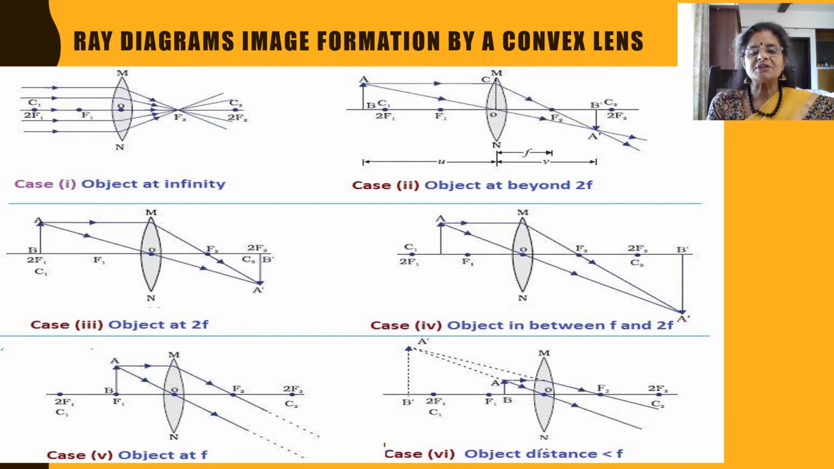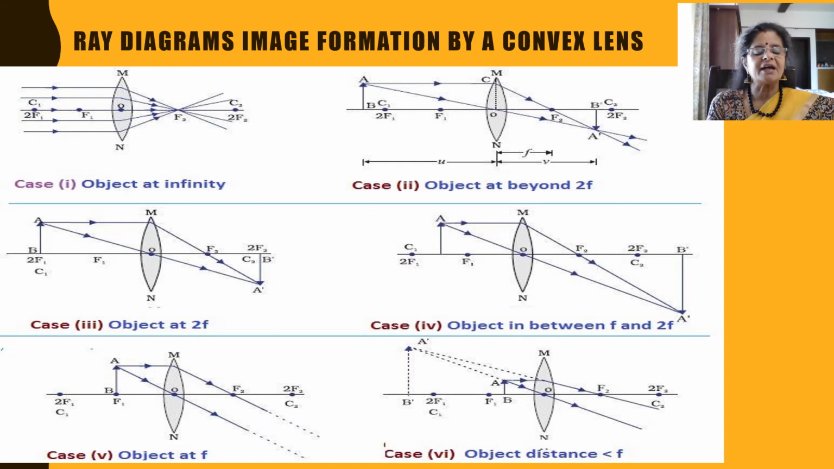The third one shows that the object is at 2F1 and the image is at 2F2, which is of the same size and which is again real and inverted. The fourth picture shows that the object is between F1 and 2F1 and the image is formed beyond 2F2. The image is real and inverted and magnified.